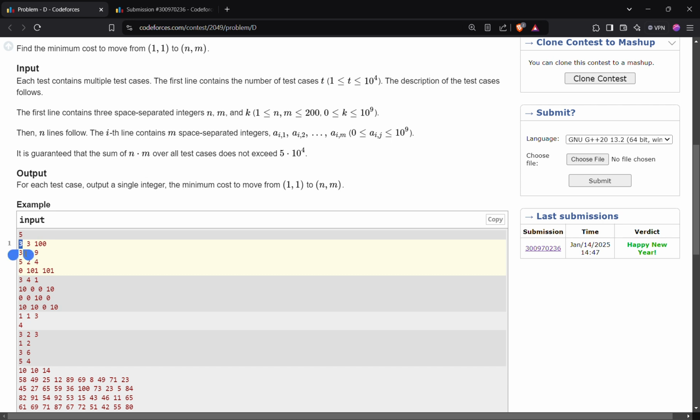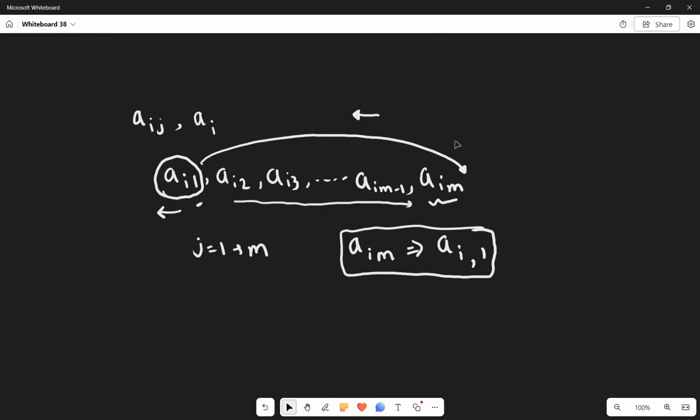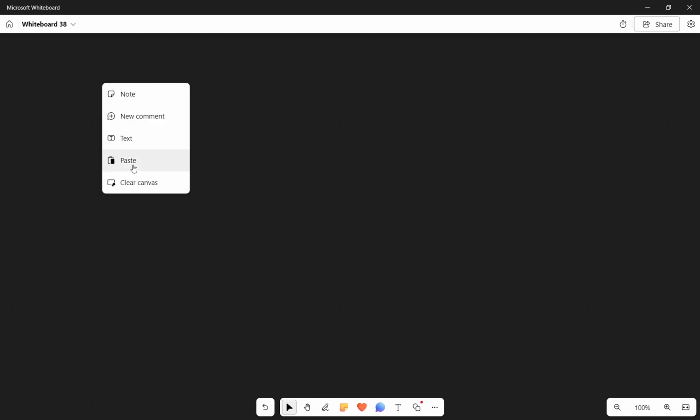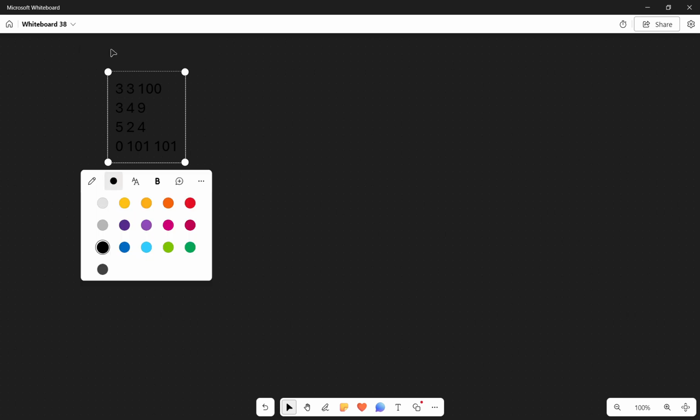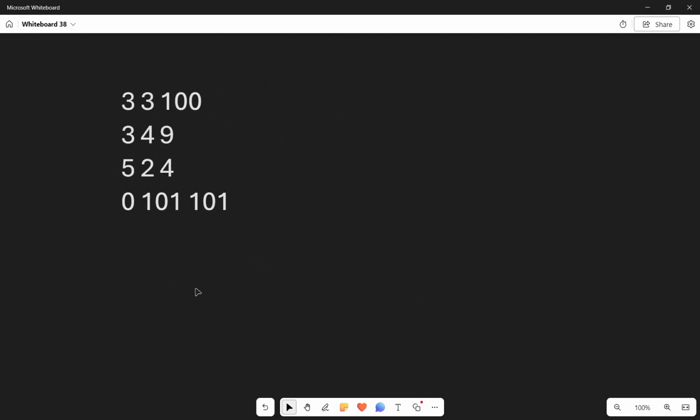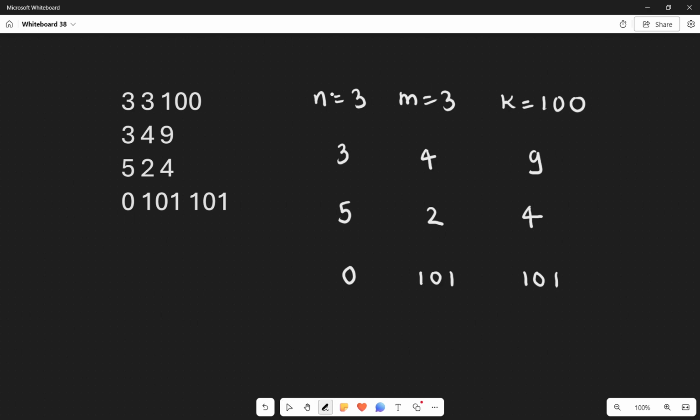I think the statement is self-explanatory. Let us take a look at the sample test case. Okay, real solution begins. So this is basically your grid. This is kind of deformed, so let me sketch it again. So n is equal to 3, m is equal to 3, k is equal to 100. Okay, I have sketched it.